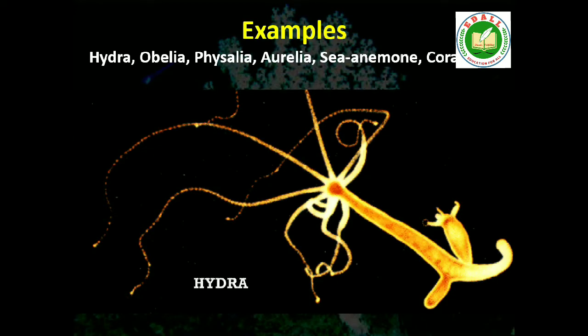Examples: Physalia, also called Portuguese man of war, Adamsia, also called sea anemone, Pennatula, also called sea pen, Gorgonia, also called sea fan, and Meandrina, also called brain coral.